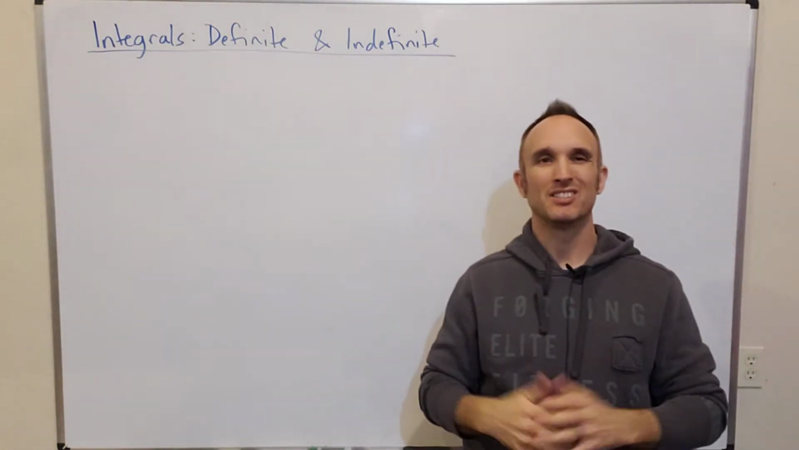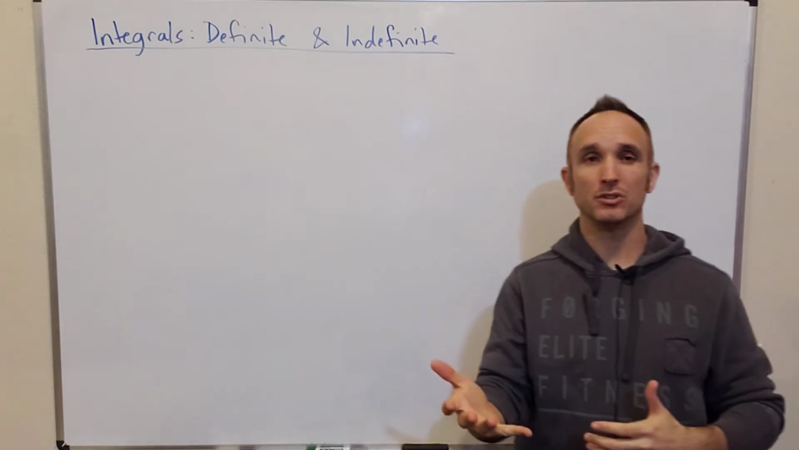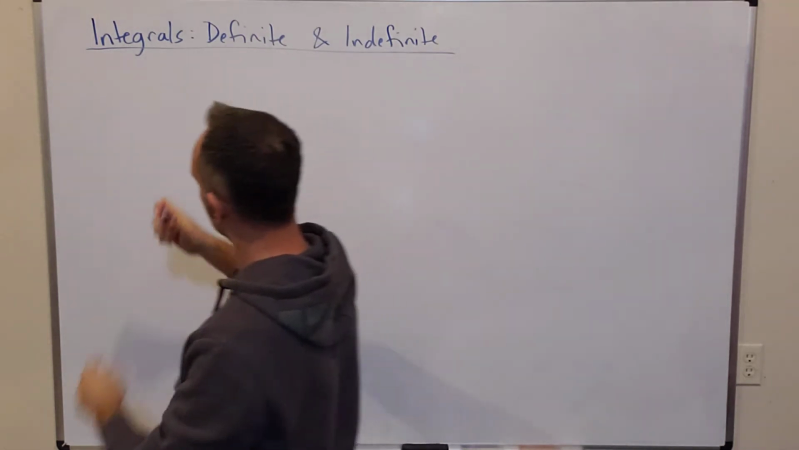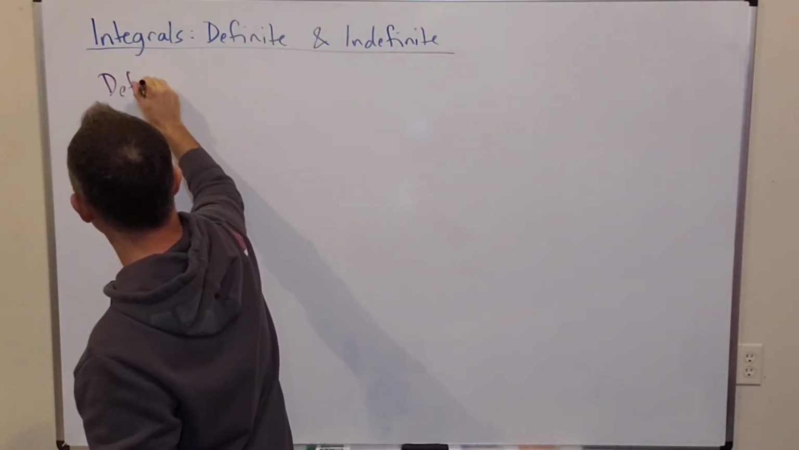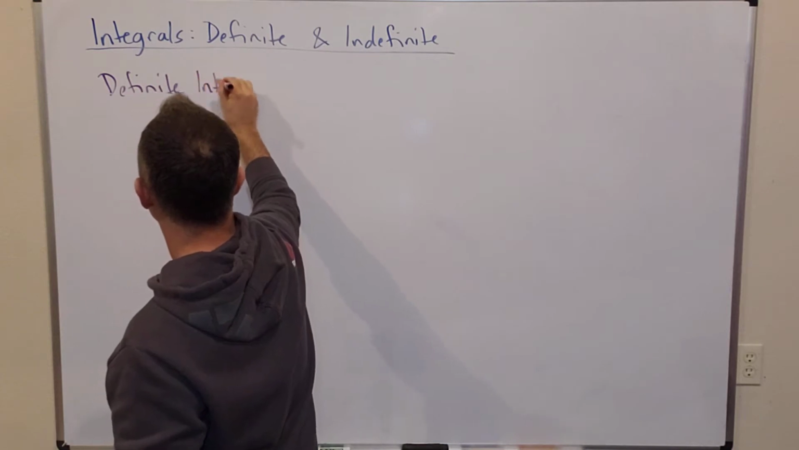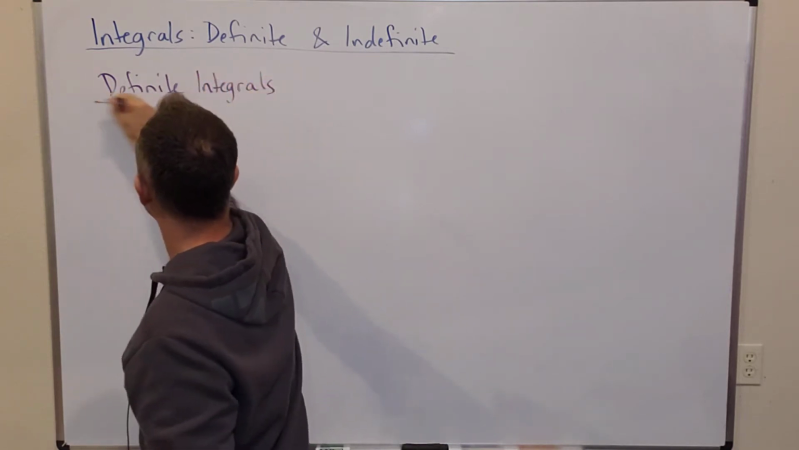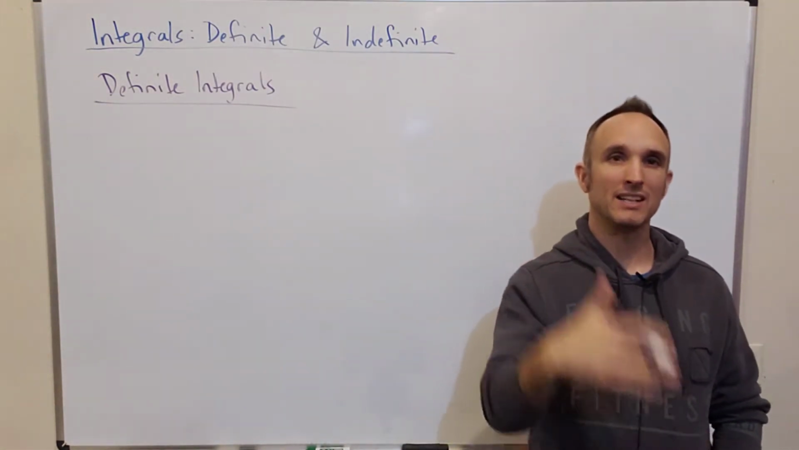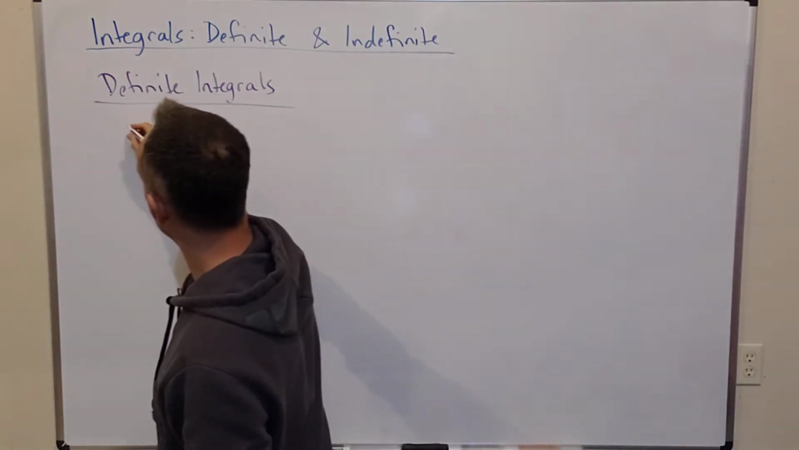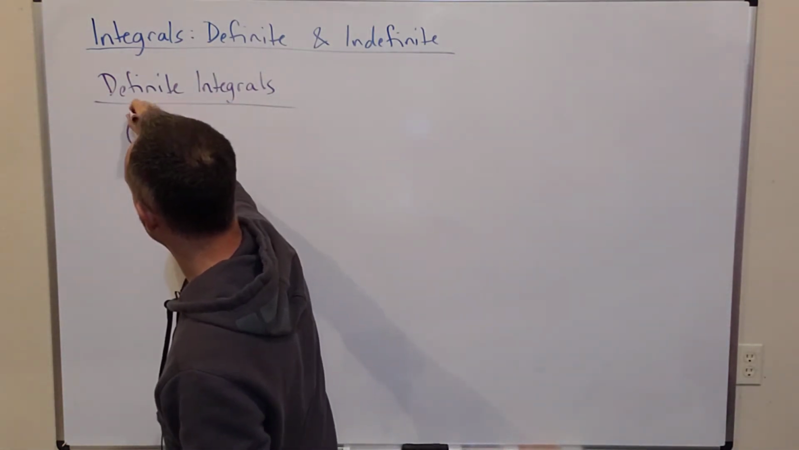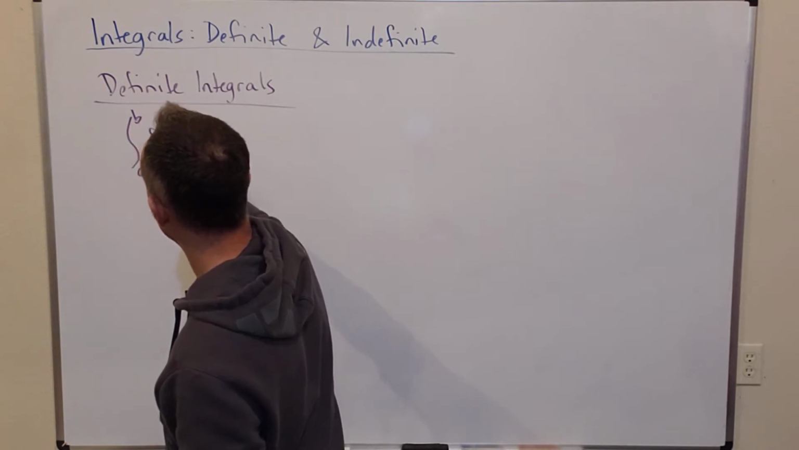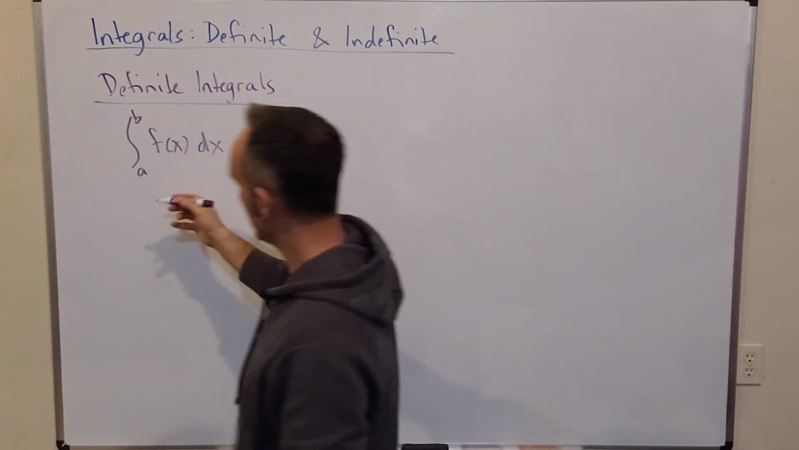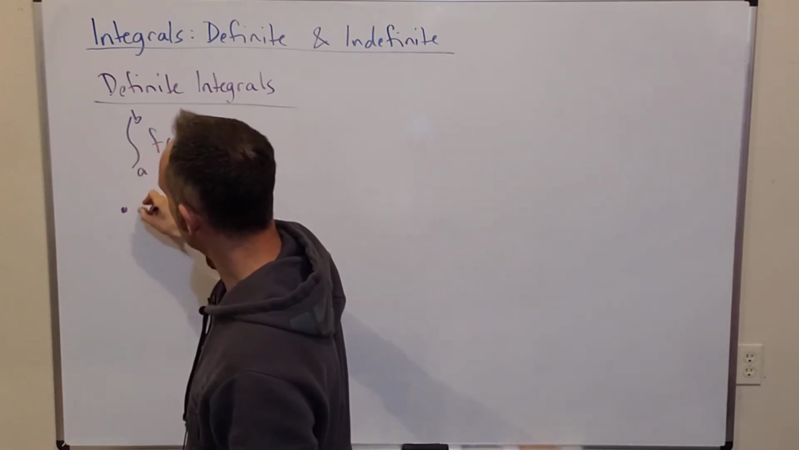Okay, so now I want to do a side-by-side comparison of definite integrals and indefinite integrals. So let's begin with definite integrals and analyze them. Definite integrals are evaluated from one place to another place. For example, we could have the integral from a to b of f of x dx. The first thing you notice about a definite integral is that it has limits of integration.